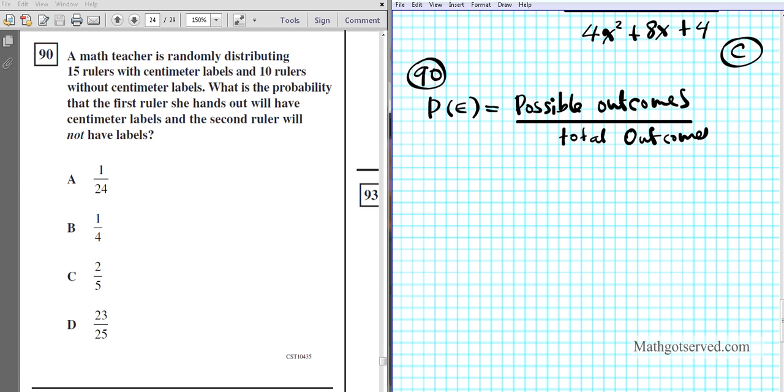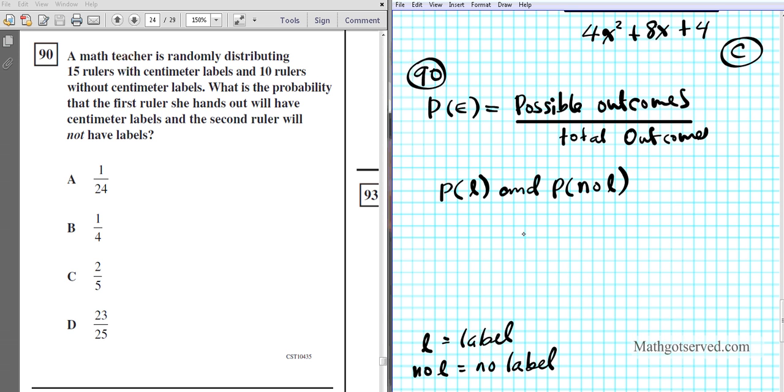Okay, so in this case we have 2 probabilities here. We have probability of label and probability of no label, okay. So let's say L is label and NOL is no label. All right, I gotta declare my variables so people don't get confused. Whenever you have an AND, this basically means you multiply, okay? So what is the probability that you're gonna get a label? How many rulers are there in all? It's 15 plus 10, right? So total outcomes is 25 for the first pull.